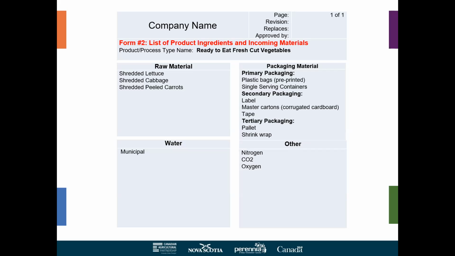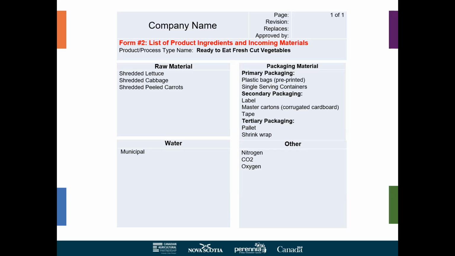So this is an example of Form 2. Again, you folks don't need to use these forms. These are just what we use. This is where we list the ingredients and the incoming and input materials. So we said that the raw materials were the shredded lettuce, the shredded cabbage, the shredded peeled carrots, and then we listed all those packaging materials again.